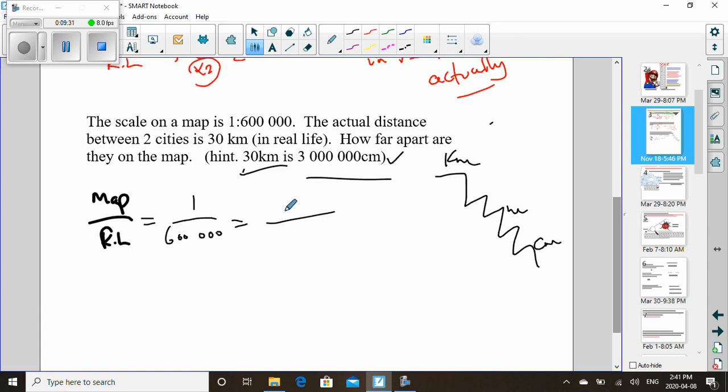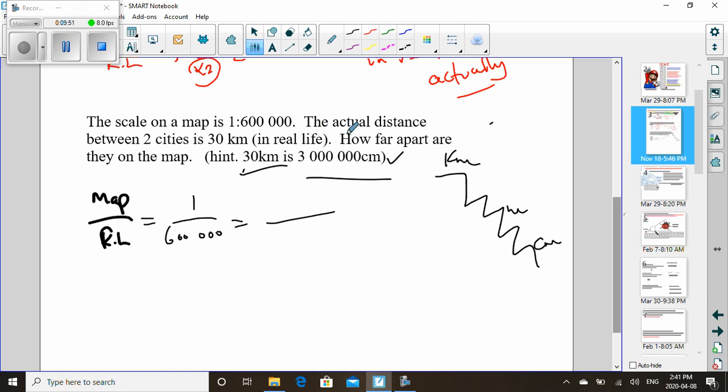So the fact that it's 3 million centimeters, 30 kilometers is 3 million centimeters. We have that number, 3 million. It needs to go somewhere. It's got to go on the top, if it's an actual map distance, or it goes on the bottom if it's an actual on the ground distance, real life.